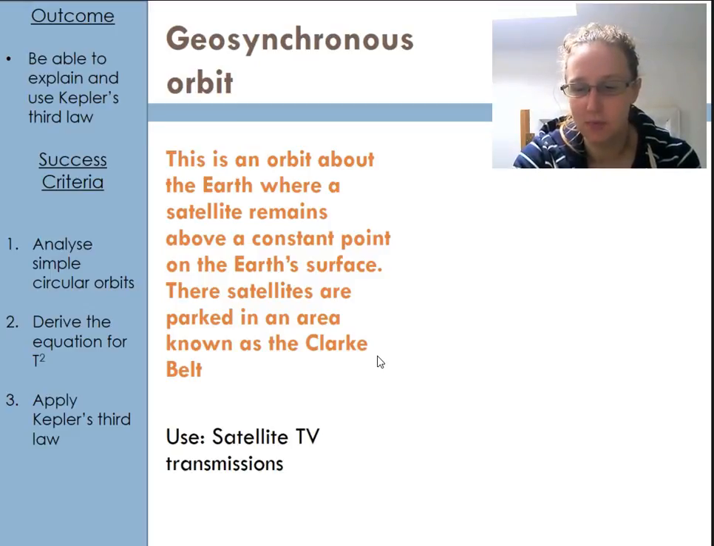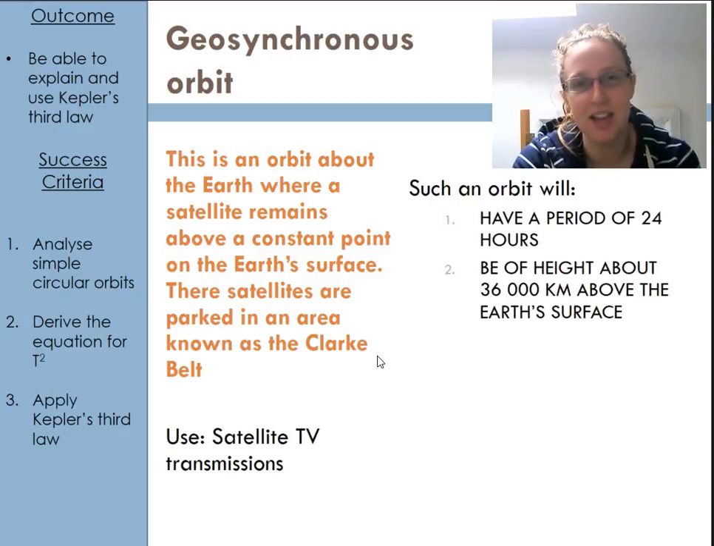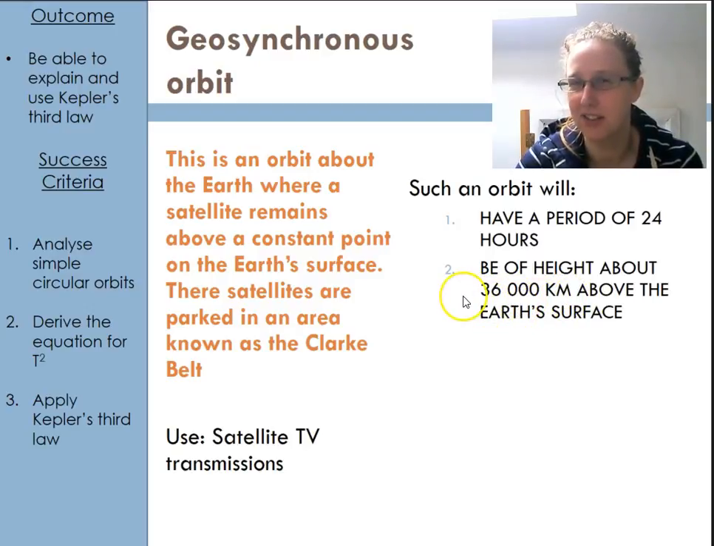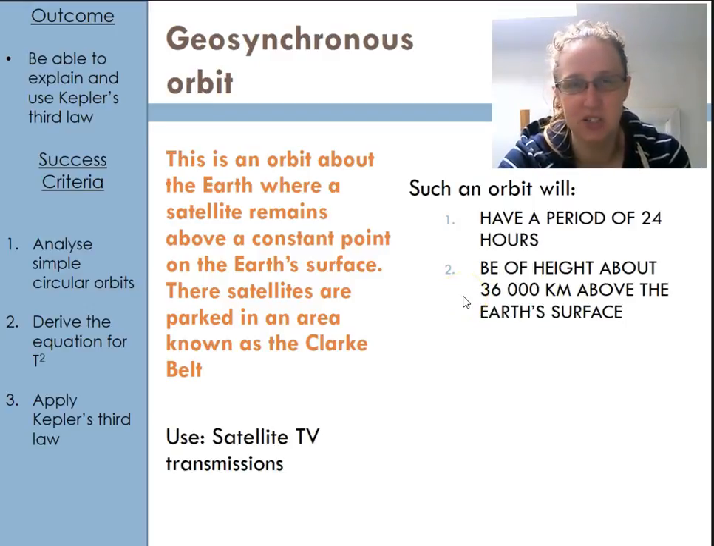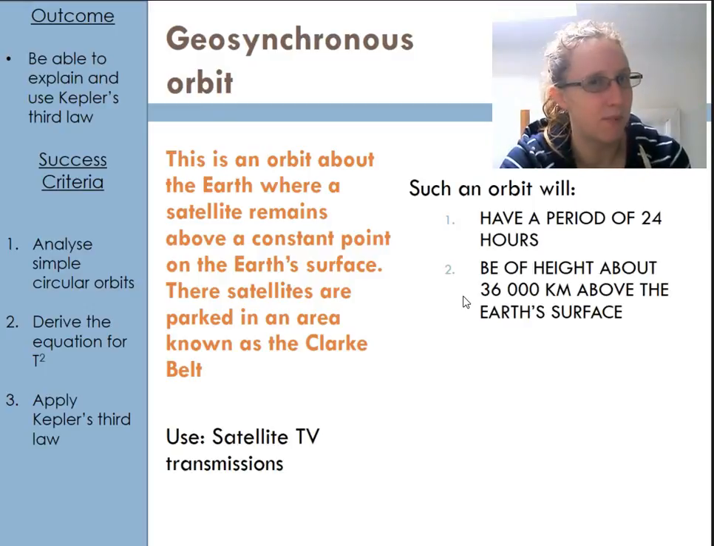Okay, now the important features of these orbits, they're going to have a time period of 24 hours. They will be 36,000 kilometres above the Earth's surface. I don't expect you to memorise this fact, but you will often have to calculate this number. So if you have a feel for it in your head and you calculate it as being, say, 25,000 kilometres above the Earth's surface, you've probably made an error, so you know to go back and check.